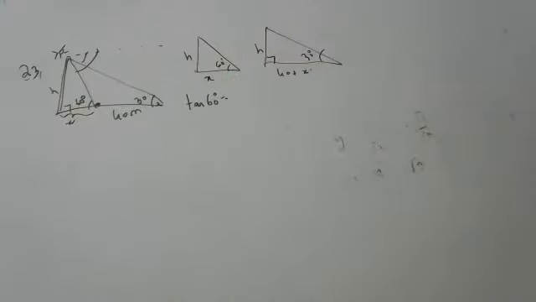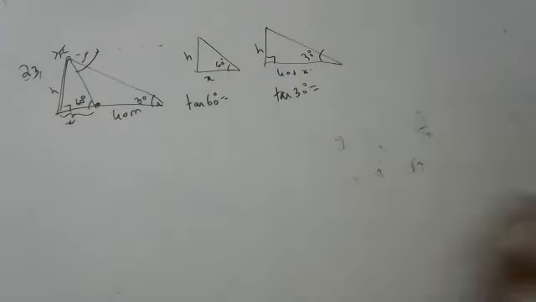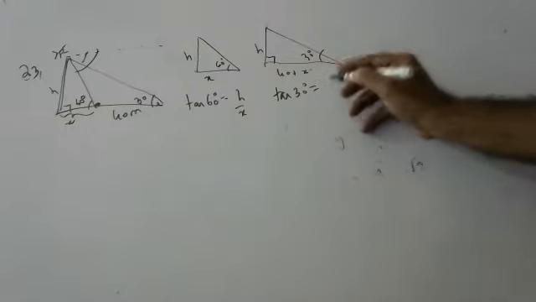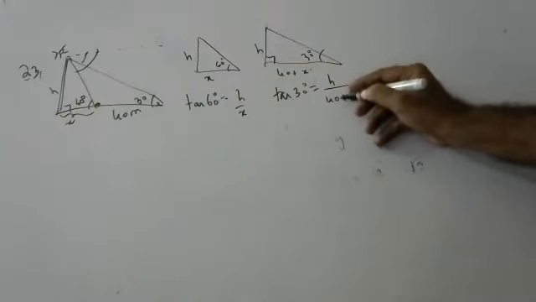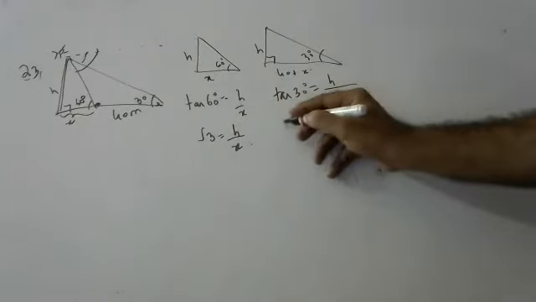Okay, Yatin, can you say tan 60 is how much? Tan 30 is how much? Yatin. Tan 60 is h by x, sir. Okay. Tan 30 is h by 40 plus x. Root 3 is equal to h by x.